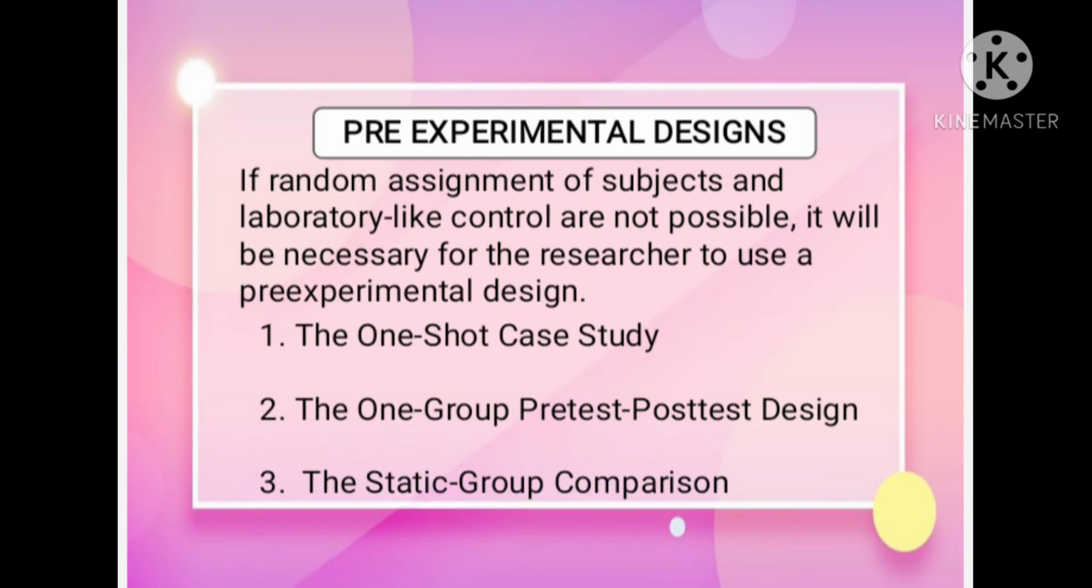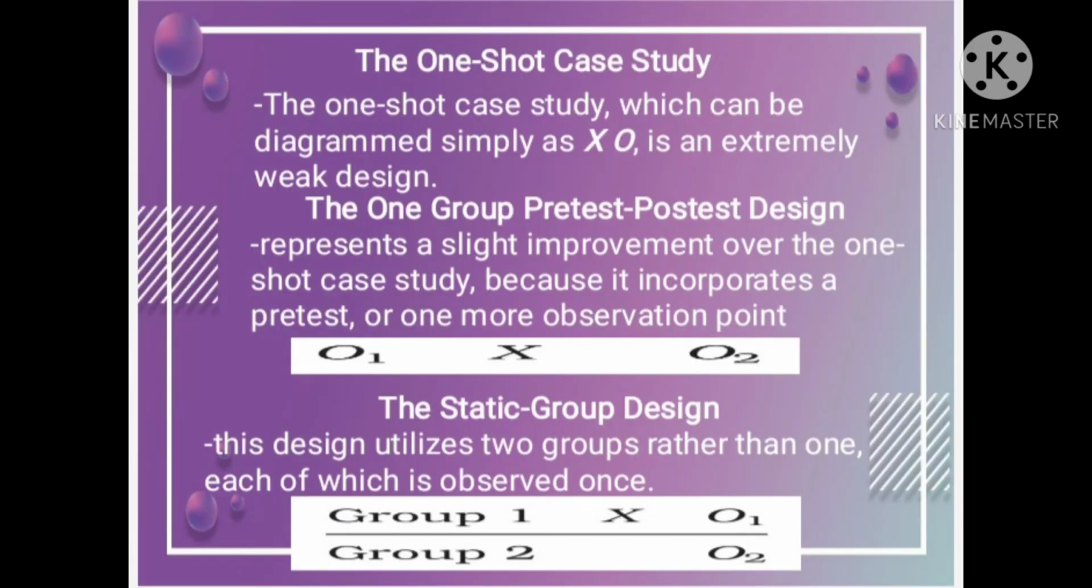Next, we have the pre-experimental designs. If random assignment of subjects and laboratory-like control are not possible, it will be necessary for the researcher to use pre-experimental designs. We have here the examples of the pre-experimental designs. First, we have the one-shot case study. Second, we have the one-group pre-test post-test design. And lastly, we have the static group comparison. Let's have first the one-shot case study. The one-shot case study, which can be diagrammed simply as X O, is an extremely weak design.